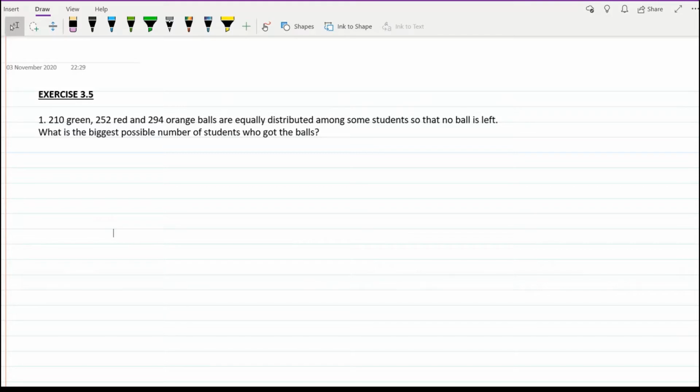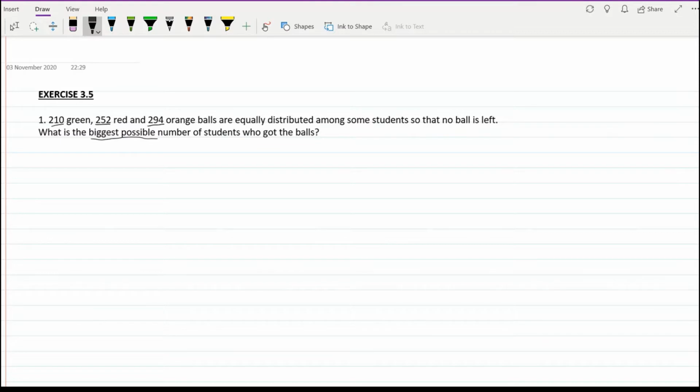In this question, first the number of green balls, red balls and orange balls is given: 210 green balls, 252 red balls and 294 orange balls are equally distributed among some students, and the condition is that after distributing these balls no ball is left out. We have to find the biggest possible number of students.